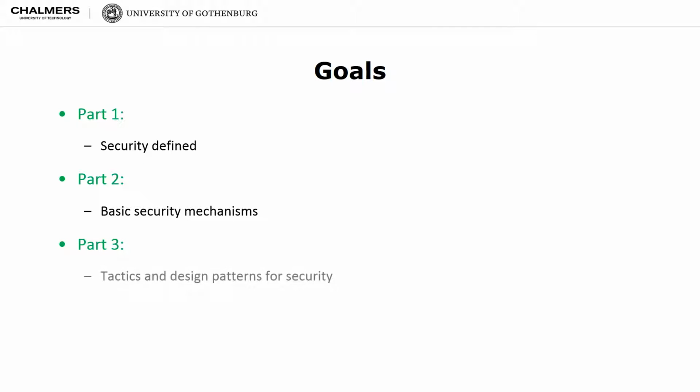This lecture is organized in 3 parts. In the first part, we will cover some definitions of security and key concepts related to security. In the second part, we will cover the basic building blocks of security, like for instance, the use of cryptography and so on. And finally, in the third part, we will cover design tactics and design patterns for security.